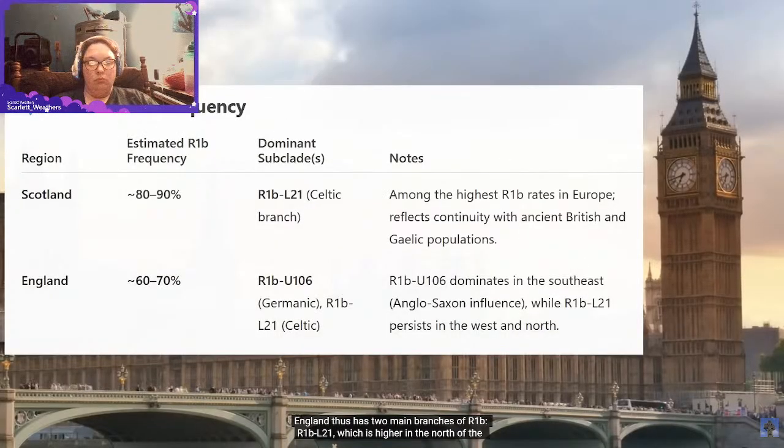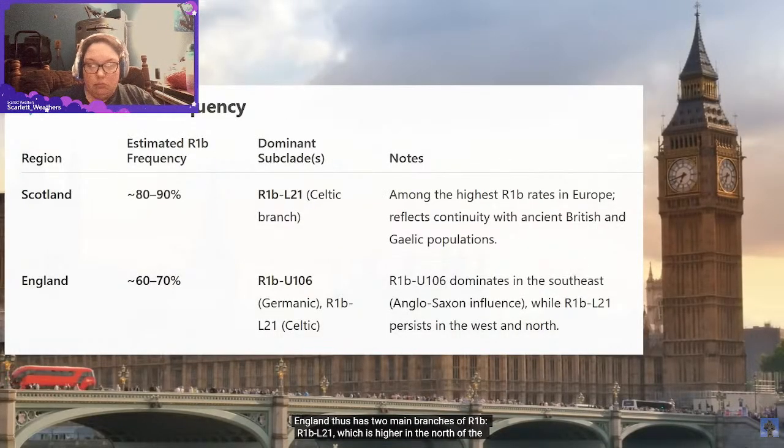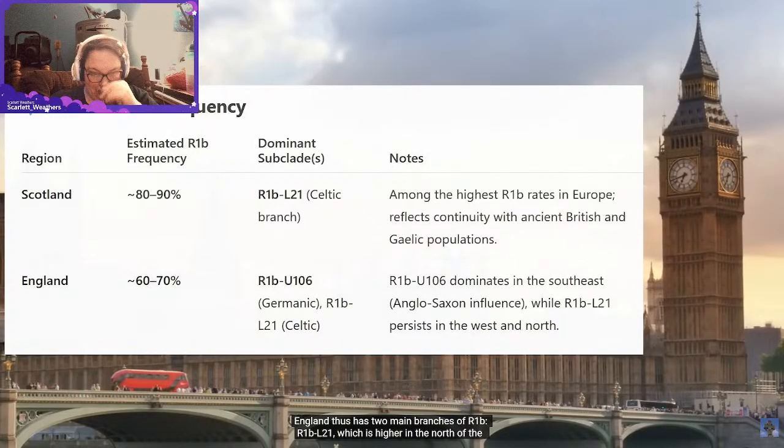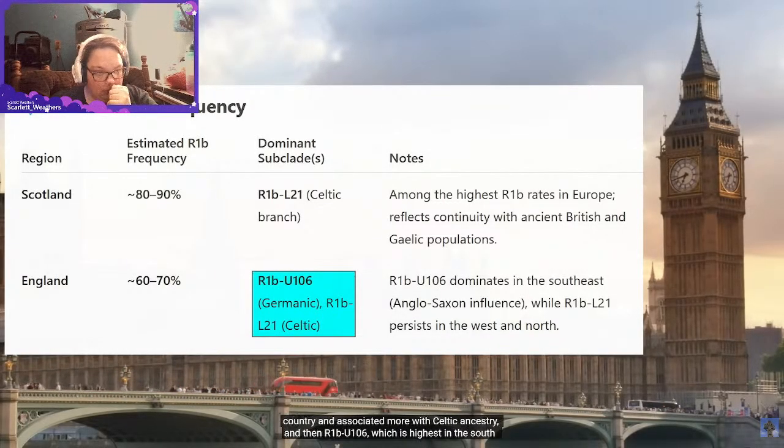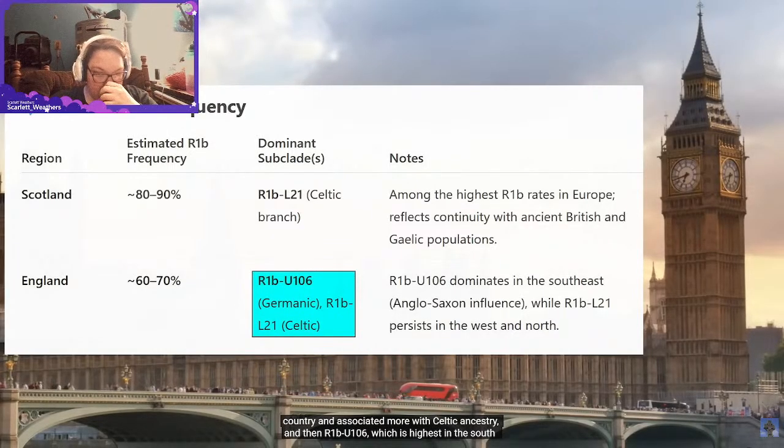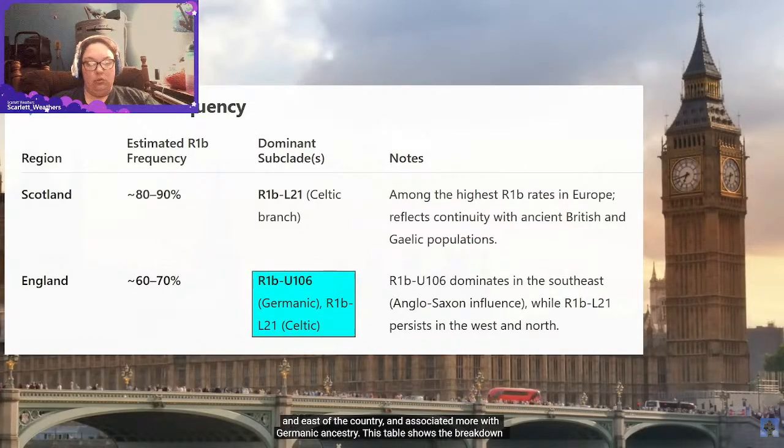England also has a Celtic backdrop though, and is thus dominated by two main branches of R1b. R1b-L21, which is higher in the north of the country and associated more with Celtic ancestry, and then R1b-U106, which is highest in the south and east of the country and is associated more with Germanic ancestry.